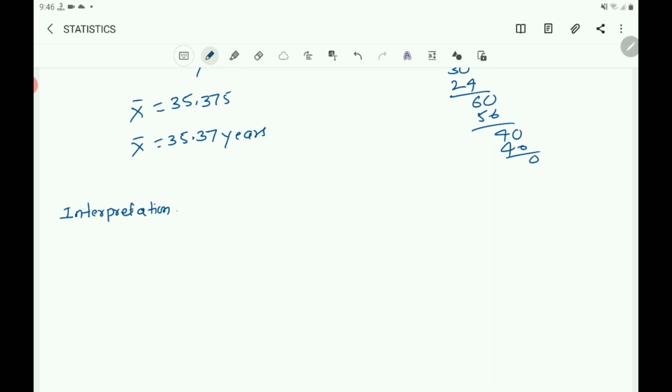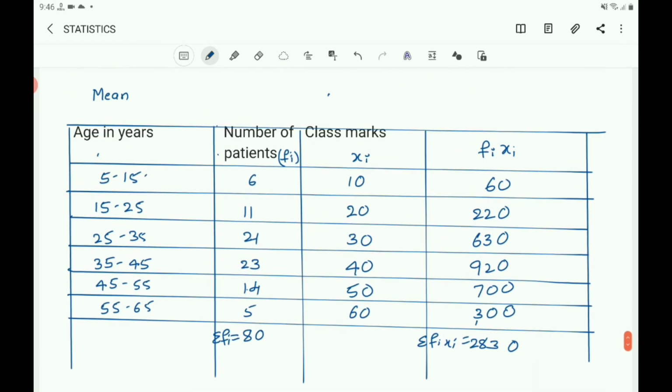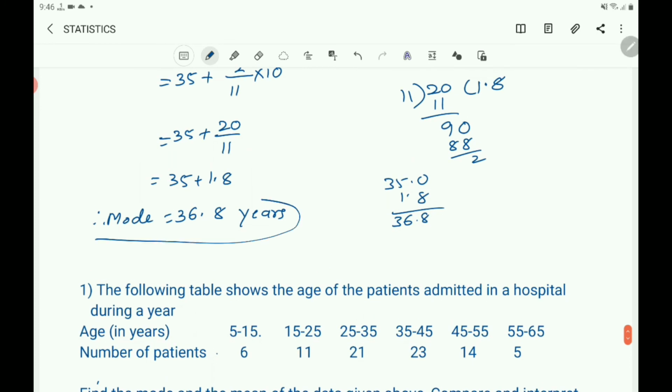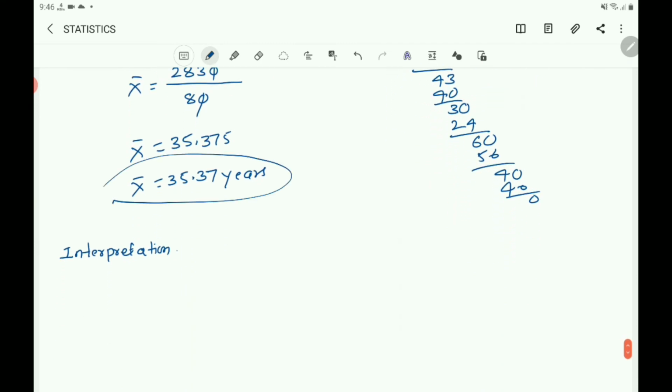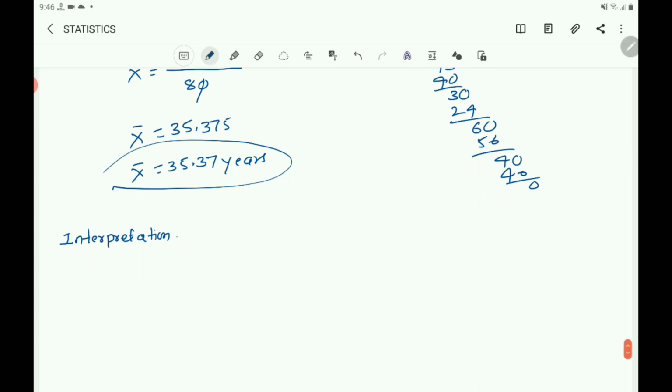Now the interpretation. Here you got mode is 36.8 years and mean is 35.37 years. Maximum number of patients admitted in the hospital are of the age 36.8. Here 36.8 years age patients are admitted maximum, and the average age of the patient admitted to the hospital is 35.37 years. So you take interpretation.